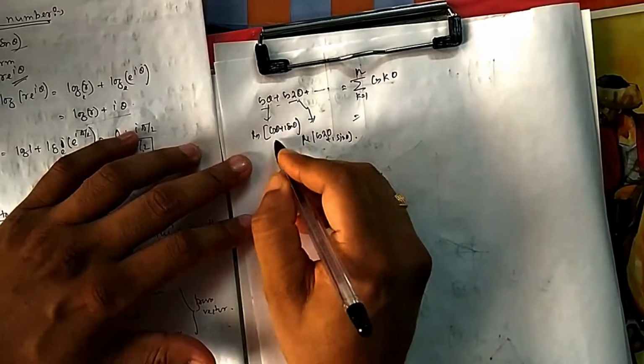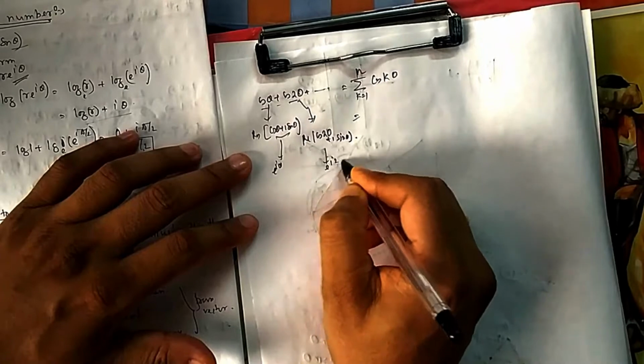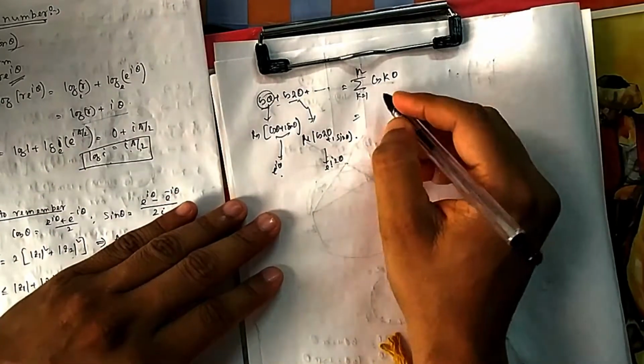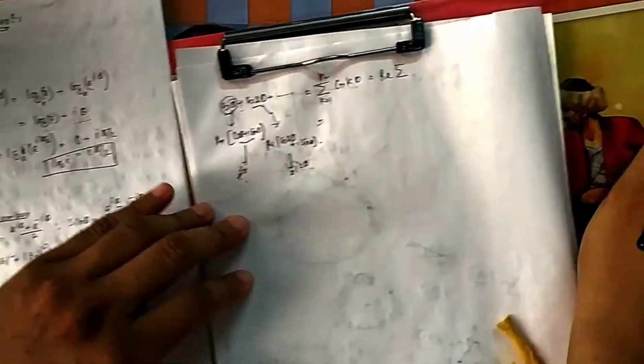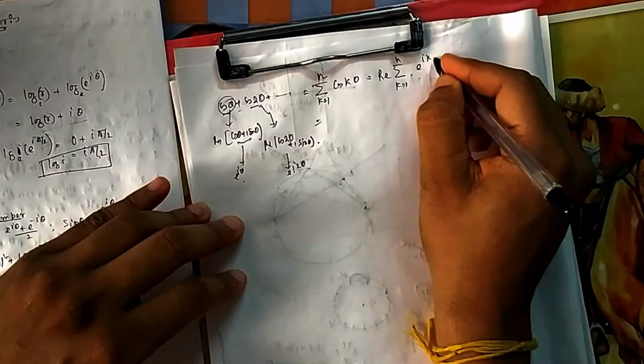Why am I doing so? Because this one is nothing but e to the power i theta, and this is e to the power i 2 theta. So this is the real part of e to the power i theta, and this is the real part of e to the power i 2 theta. So this entire thing I can write as the real part of summation k equal to 1 to n e to the power i k theta.